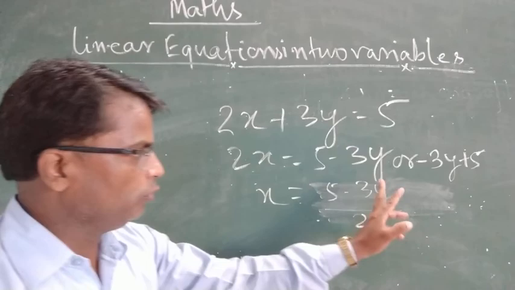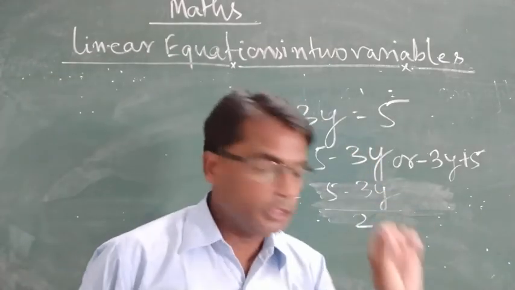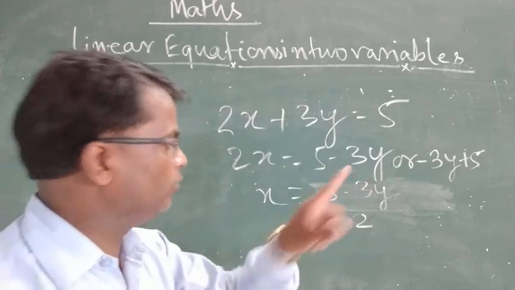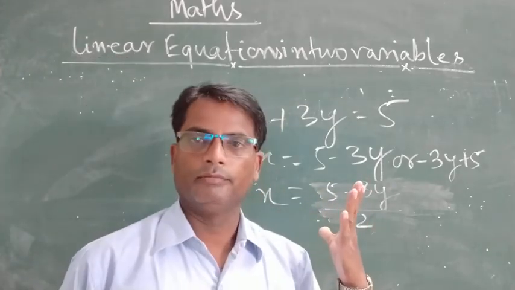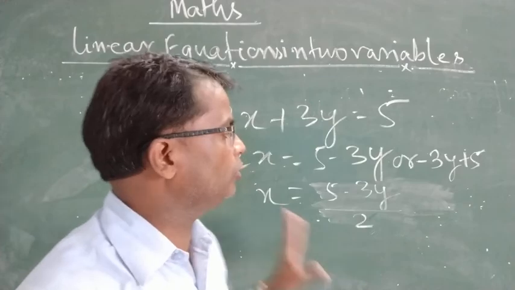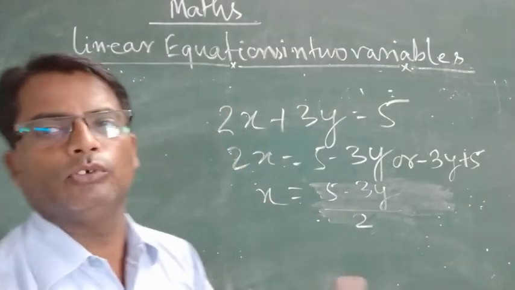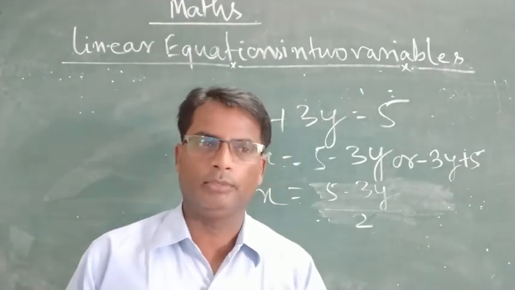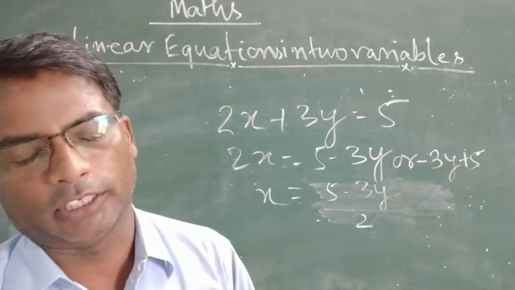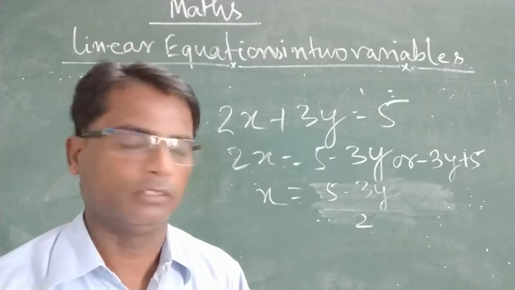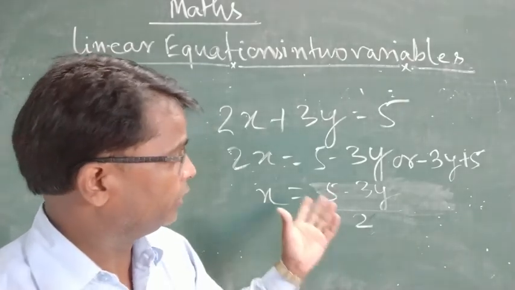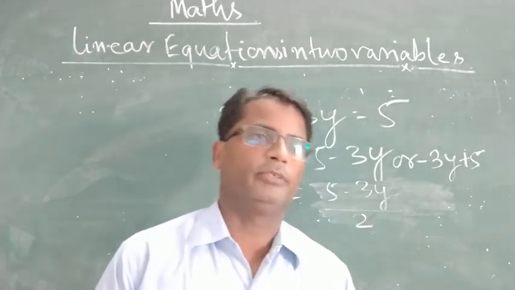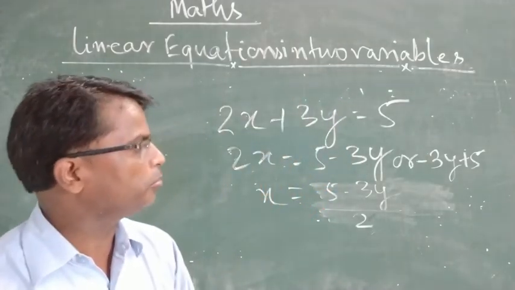Now you put a value of y such that you get an even numerical value. That is good for representation on the graph. Otherwise you will get points in decimals, and if you get a point in decimals, it is very difficult to represent. Dear students, keep these small things in mind when studying this chapter, for representation on the graph in your graph copy.